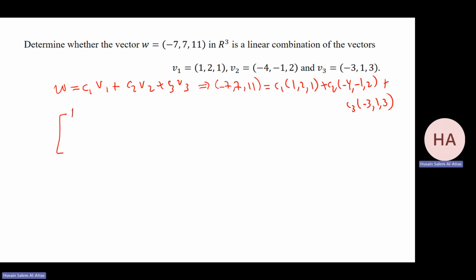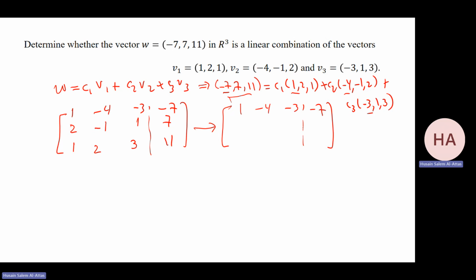Okay, so we have what? We have 1, minus 4, minus 3. This is minus 7. This is the first equation. Second equation, I have 2, minus 1, 1, and 7. Then 1, 2, 3, 11. So the question is, can we find C1, C2, and C3 satisfying this relation? Let us see. Gauss elimination, which is just a way to solve the equations. Try to find C1, C2, and C3.